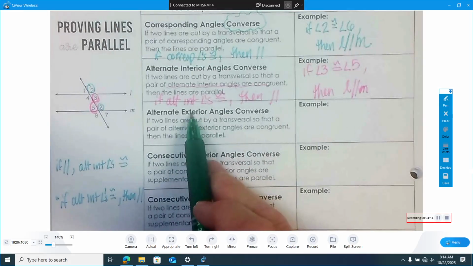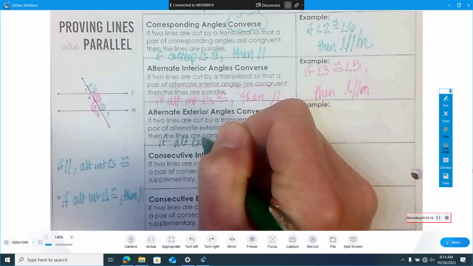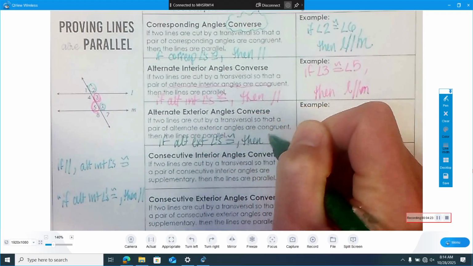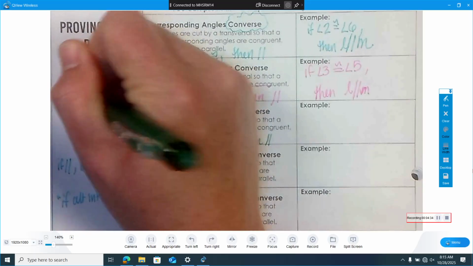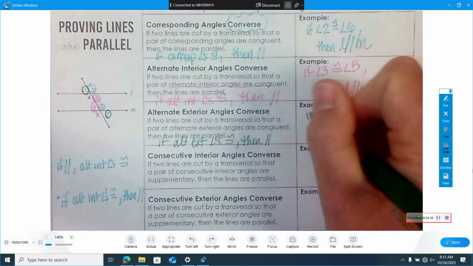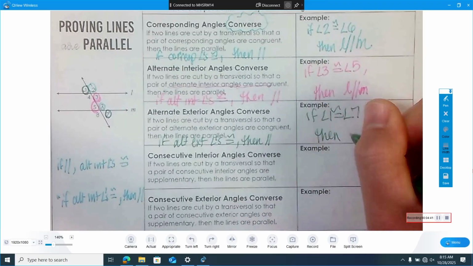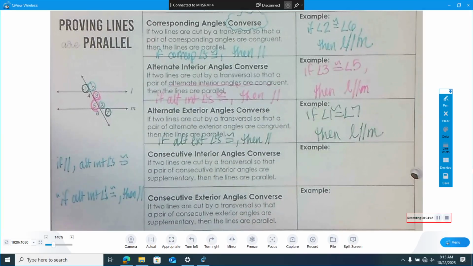All right, we also have the exterior angles converse. So again, if alternate exterior angles are congruent, then we have parallel lines. Give me some alternate exterior angles. 1 and 7, sure. And that's not the only pair, but if angle 1 is congruent to angle 7, then L is going to be parallel to M. Then I have some parallel lines.